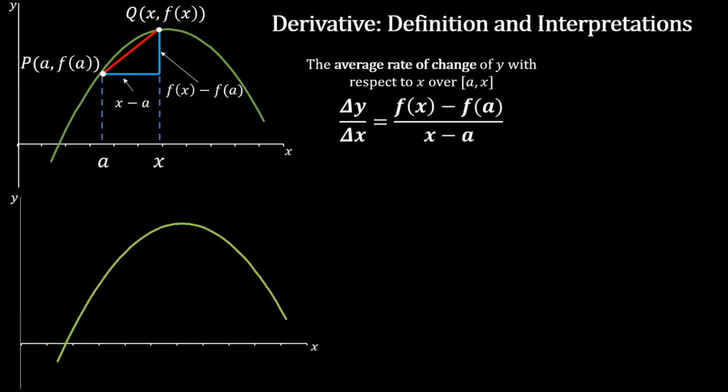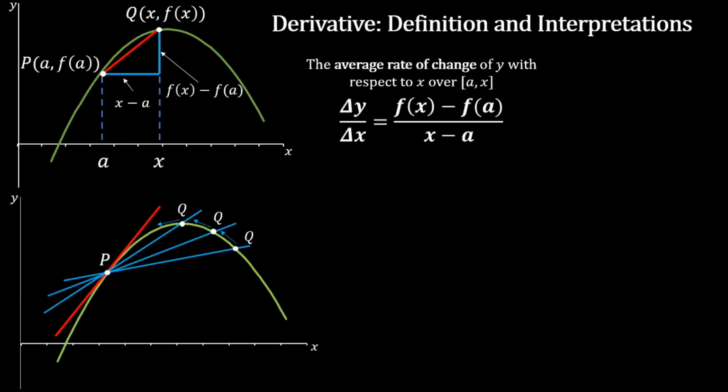Now consider the slope of the secant line PQ as Q approaches P, or the average rate of change of y with respect to x over smaller and smaller intervals of x by letting x approach a. This would be the same as letting the change in x, or run, approach 0. The limit of the slope of the secant line PQ is the slope of the tangent line at P.